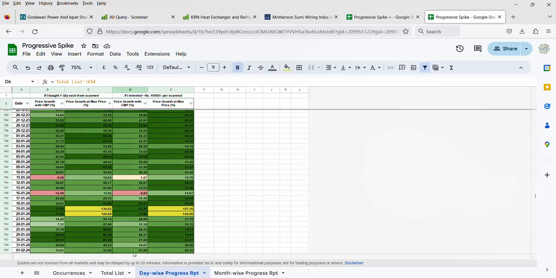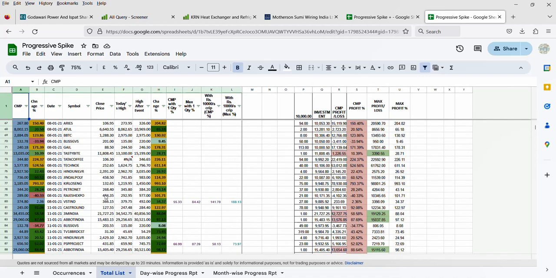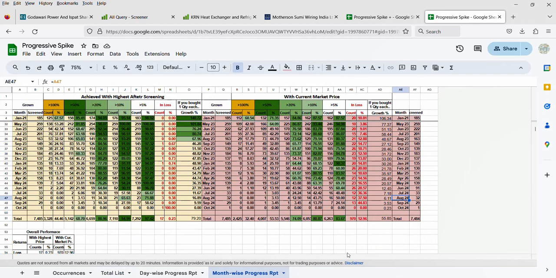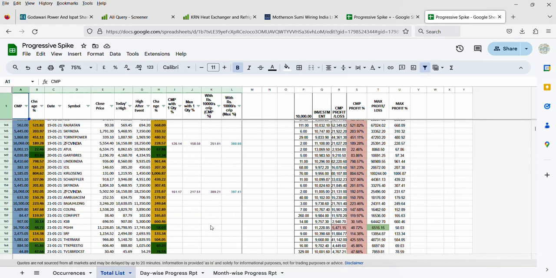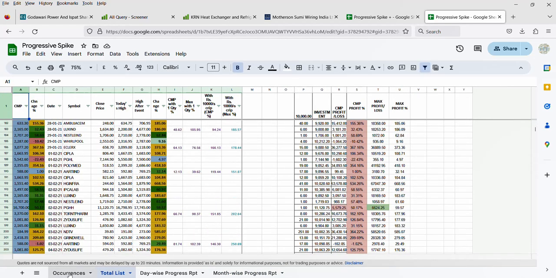Anyway, I come to progressive spike plus, because this has got more than 7,484 picks already, and it is very difficult to update the corporate actions like bonus and split. All those things, when they come, get unnoticed. So the results also vary, and it is not giving the correct information. That is why I thought of creating a new one.